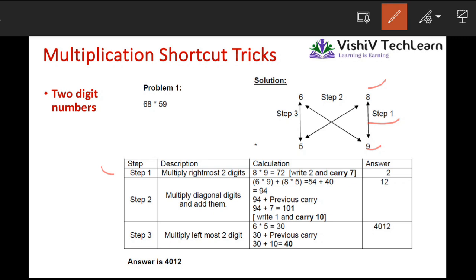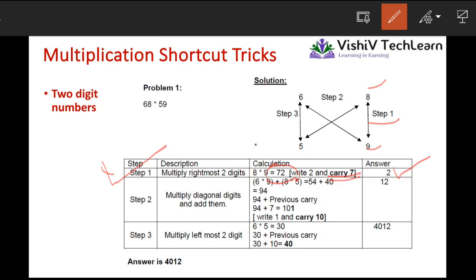Here you can see in the table the step 1. So in step 1 we have 8 and 9, multiplication of it. The answer is 72, and in this 72 we can write 2 as the part of the answer and 7 will be carry. This 7 will be carry.